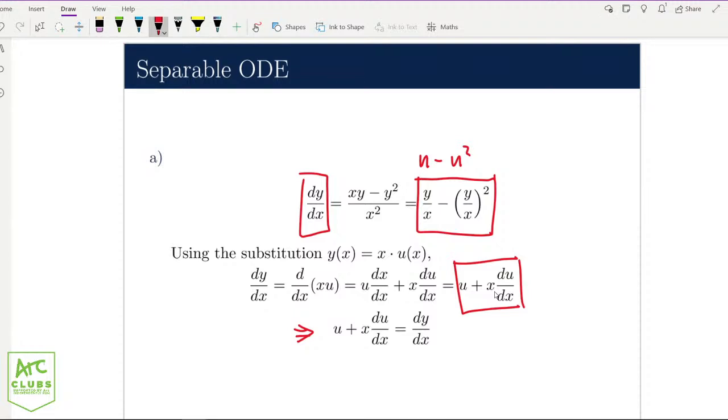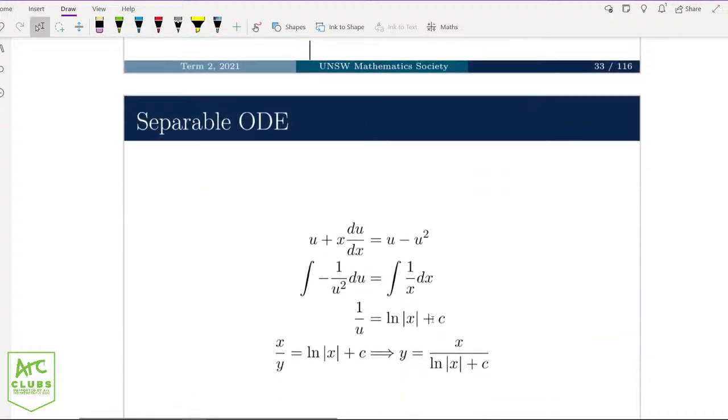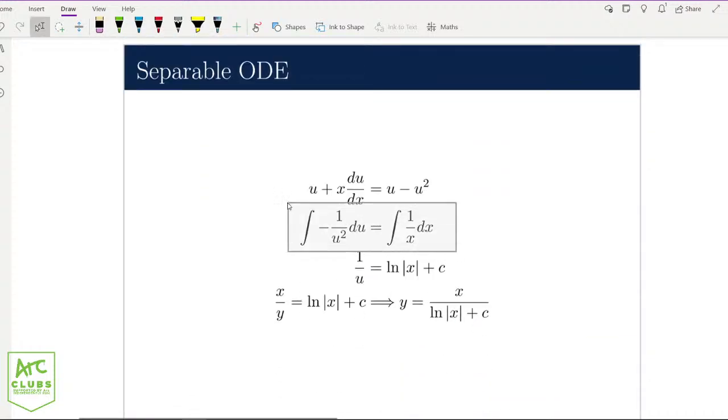So we have u plus x du dx, which is what we got for the left-hand side, is equal to u minus u squared, which is what we got on the right-hand side. And if these u's cancel out, hopefully you can now see that we did end up with a separable ODE. So this is what we end up with. And we can rearrange so that all the u's are on one side and all the x's are on the other side. And so this becomes a function that's very easy to solve.